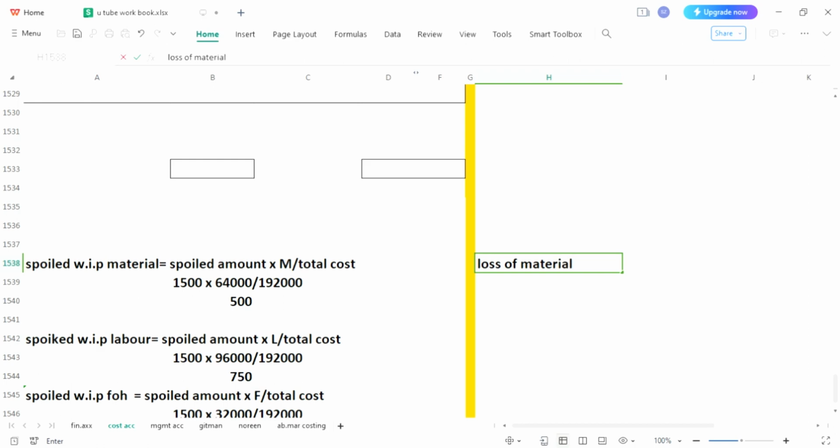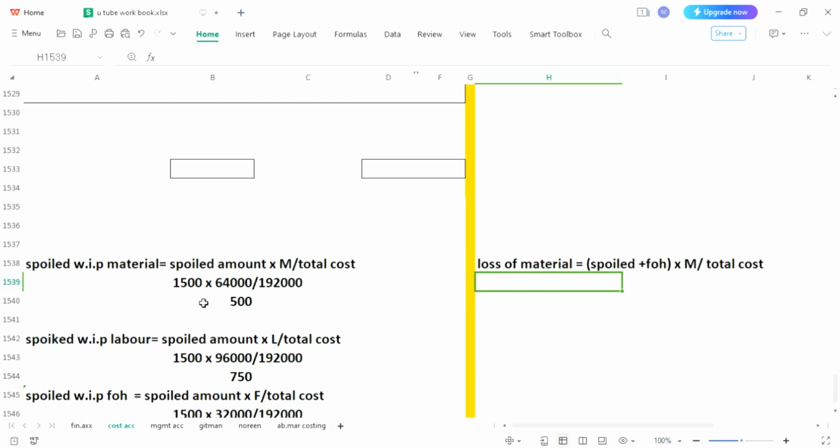And what you will do, you will see that amount of spoiled plus FH amount and would be multiplied by capital M and divided by total cost. Capital M, total cost of material. The difference between this formula and this formula is only the word FH.